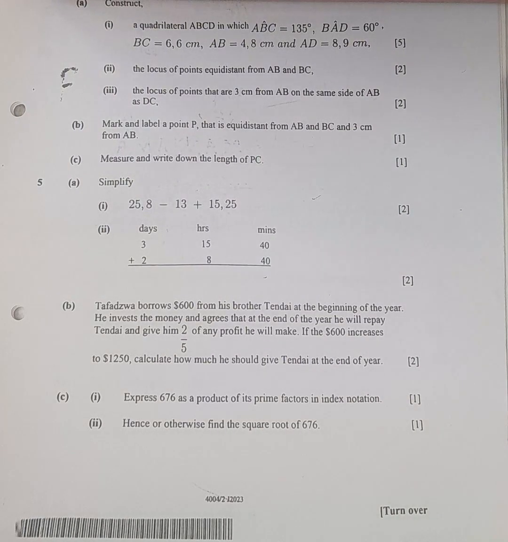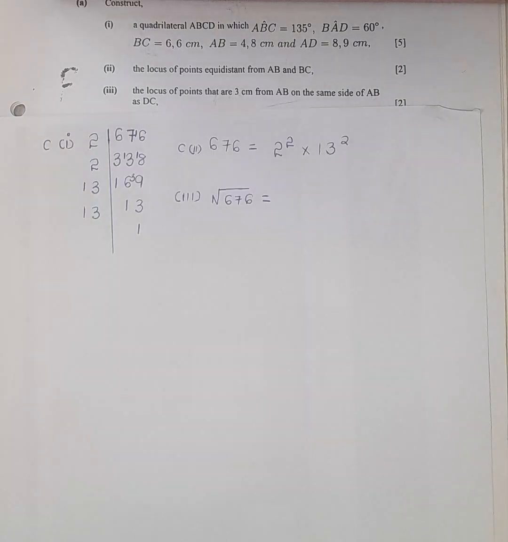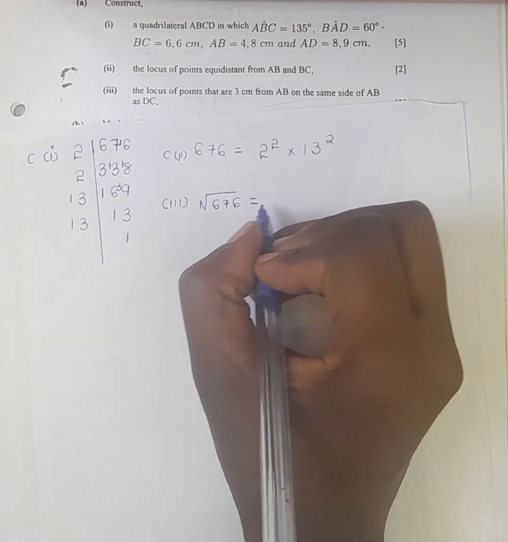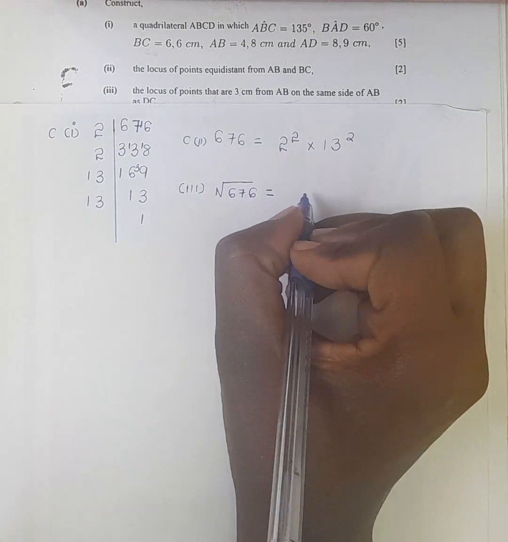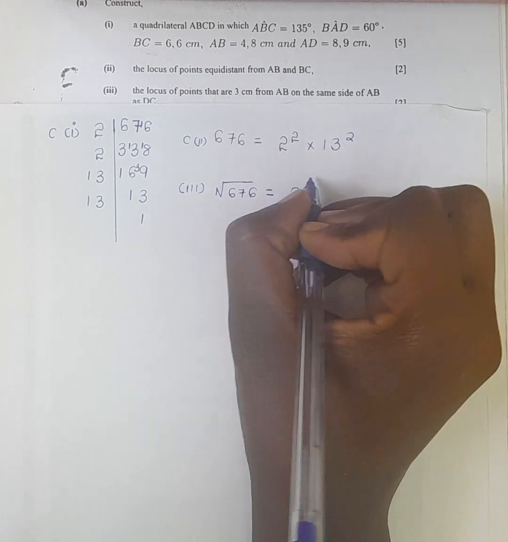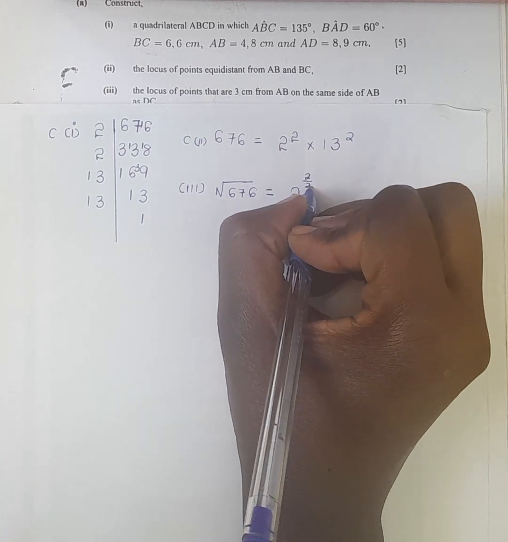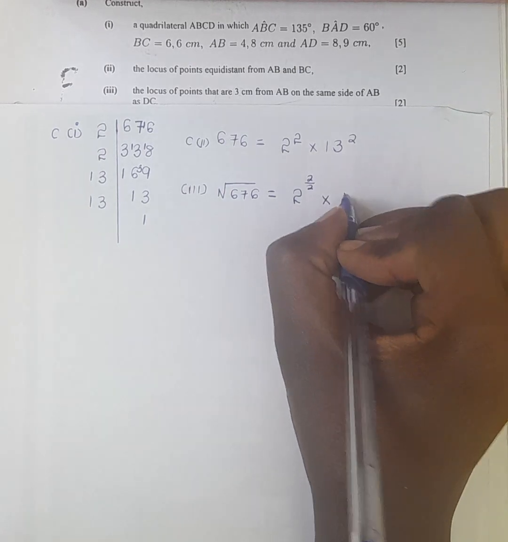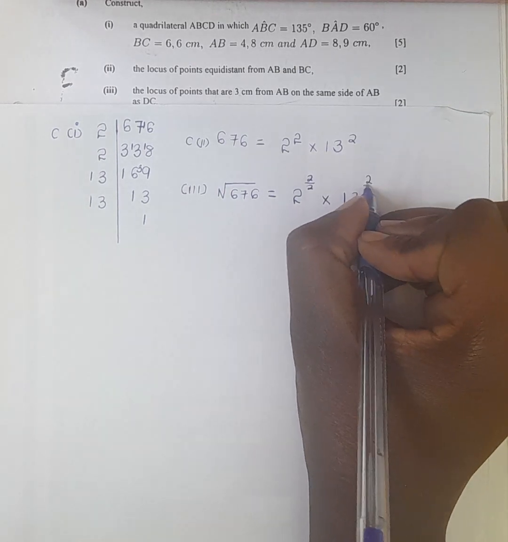And then part 2 is reading: hence or otherwise find the square root of 676. The question is saying hence, so it means that we need to use the information that we have calculated in the previous part. So we say the square root of 676 is equal to 2 to the power of 2 over 2 times 13 to the power of 2 over 2.